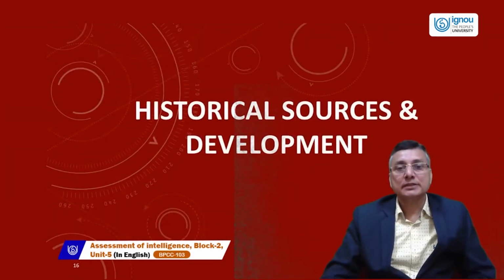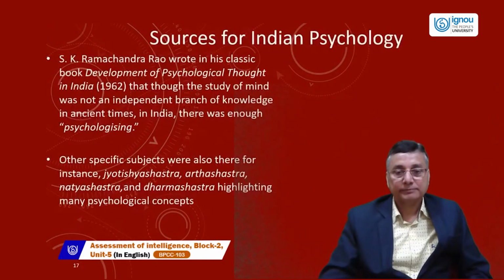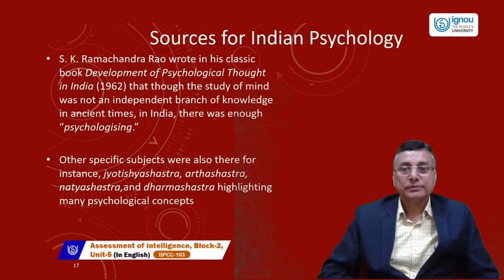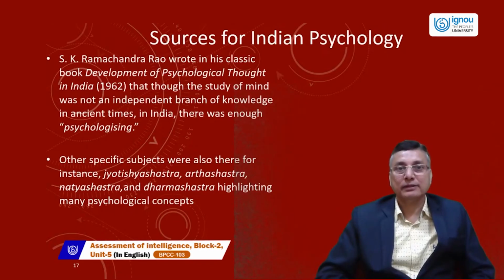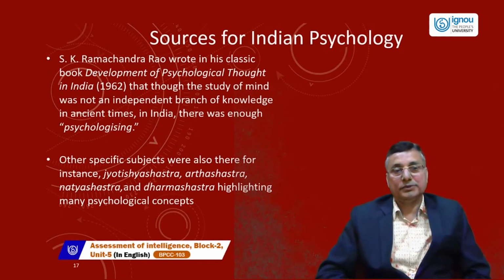Let us see the various historical sources and development sources for Indian psychology. S.K. Ramchandra Rao wrote in his classical book Development of Psychological Thoughts in India in 1962 that though the study of mind was not an independent branch of knowledge in ancient times in India, there was enough psychologizing. Other specific subjects were also there, for instance, Jyotish Shastra, Arth Shastra, Natya Shastra, Dharma Shastra, highlighting many psychological concepts.